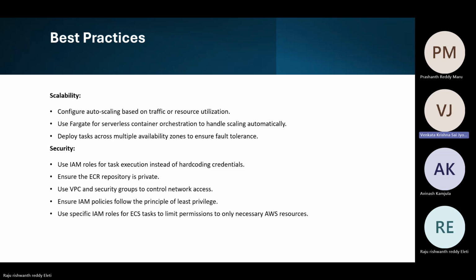When it comes to security, we use IAM roles for task execution to avoid hard coding credentials in containers, improving security. We secure the Elastic Container Registry to prevent unauthorized access, and we create virtual private clouds and security groups to control network access and associate them with your ECS tasks. And we will be giving least privileges, which means giving permissions only to the set of users who need to access the resources.